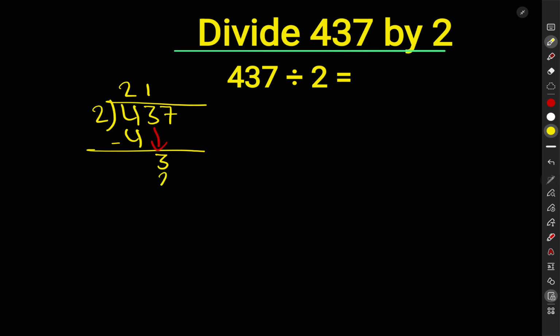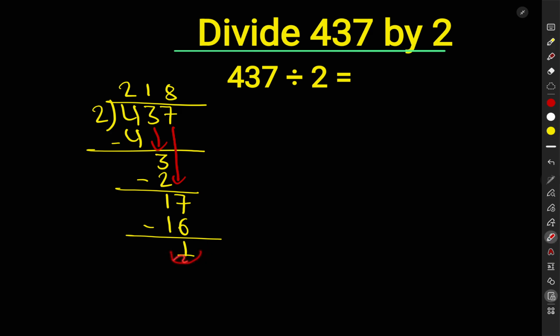2 times 1 is 2. On subtracting it is 1. We put down this 7 and it is 70. So 2 times 8 is 16. On subtracting it is 1.